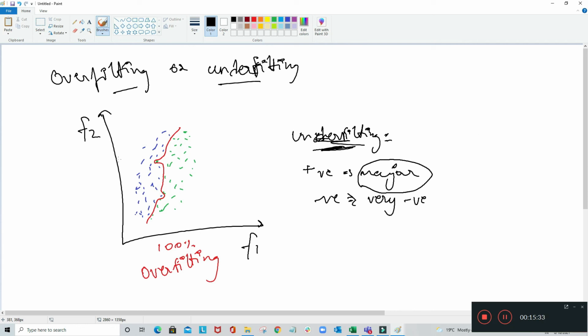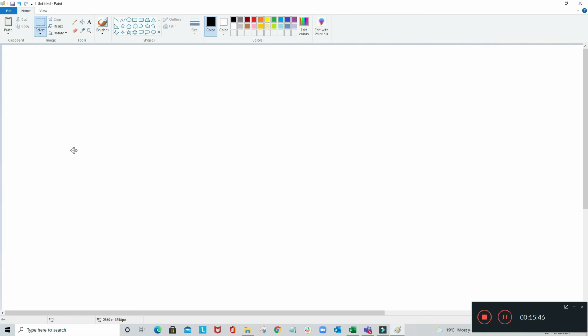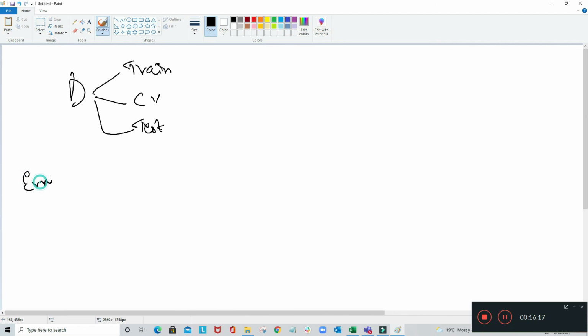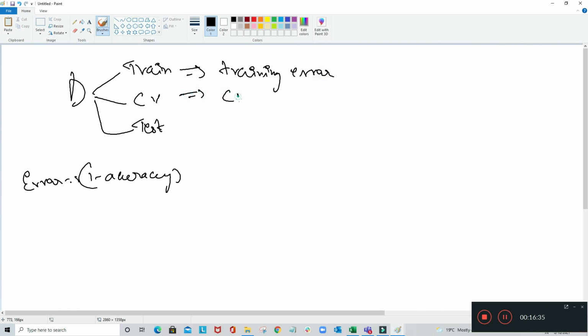Now, is there a way that we can determine overfitting and underfitting issues in a model? There is a way, and the way to do it is we divide our data set again into train, cross validation, and test. And we discussed accuracy, right? That is the correct predictions by total number of data points. As we have determined the accuracy, error becomes 1 minus accuracy, right? So for the train set, we'll find training error, and for our cross validation data, we find cross validation error.